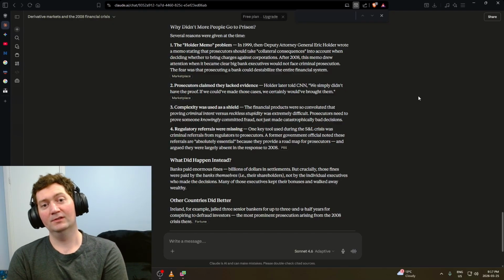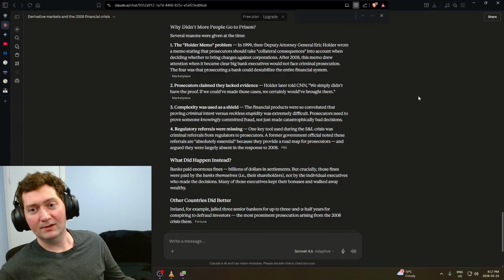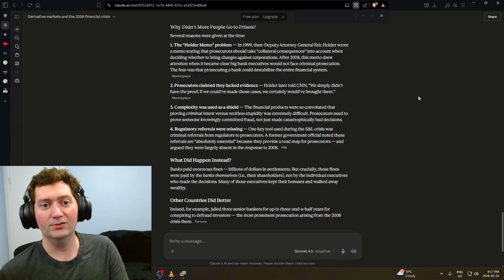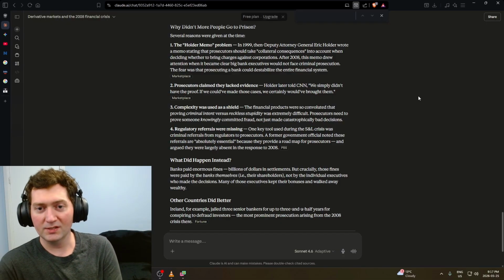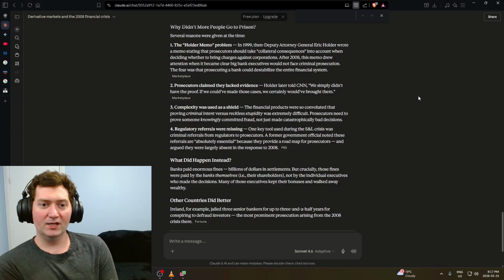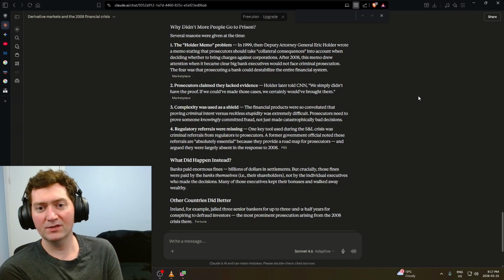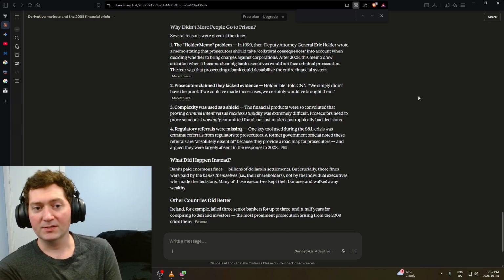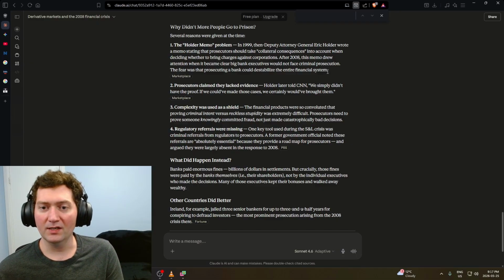Into account when deciding whether to bring charges against corporations. After 2008, this memo drew attention when it became clear big bank executives would not face criminal prosecution. Fear was that prosecuting a bank could destabilize the entire financial system.